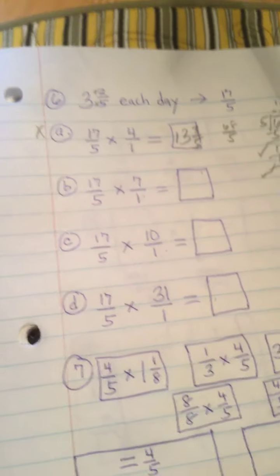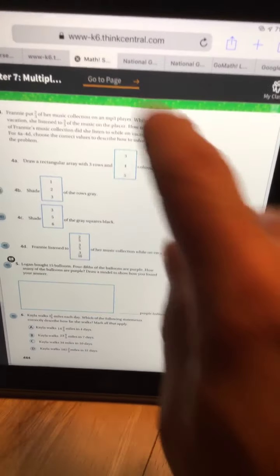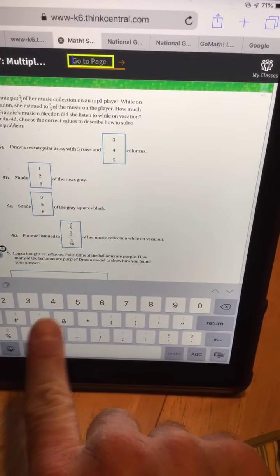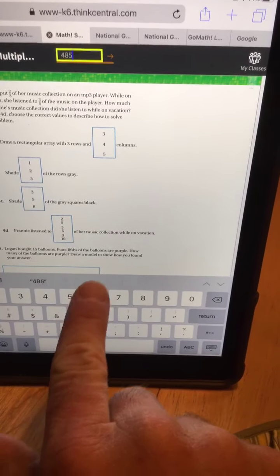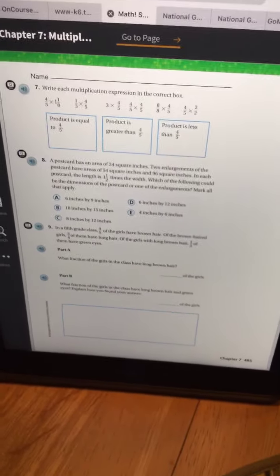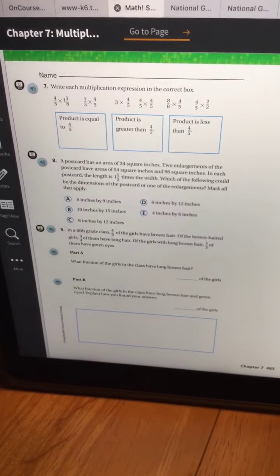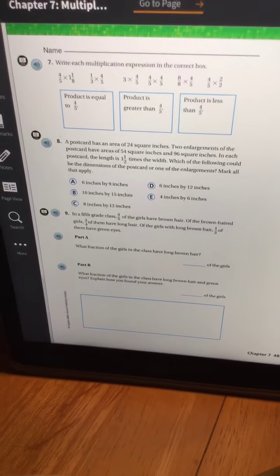All right, let's go to number 7. The next page, let me flip my book here so I can follow along, and we're going to take a look. So on the next page, which is going to be page 485, let me click 485, click the arrow. Okay, so we're going to circle number 7 on this page, and we're going to circle number 9. Circle number 7 and circle number 9.